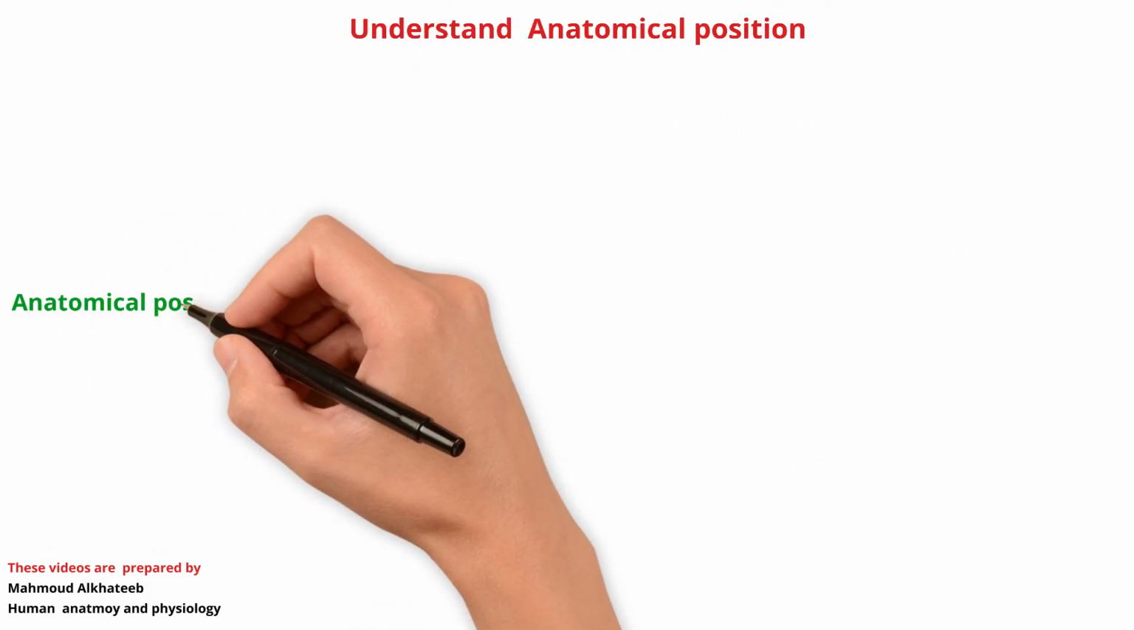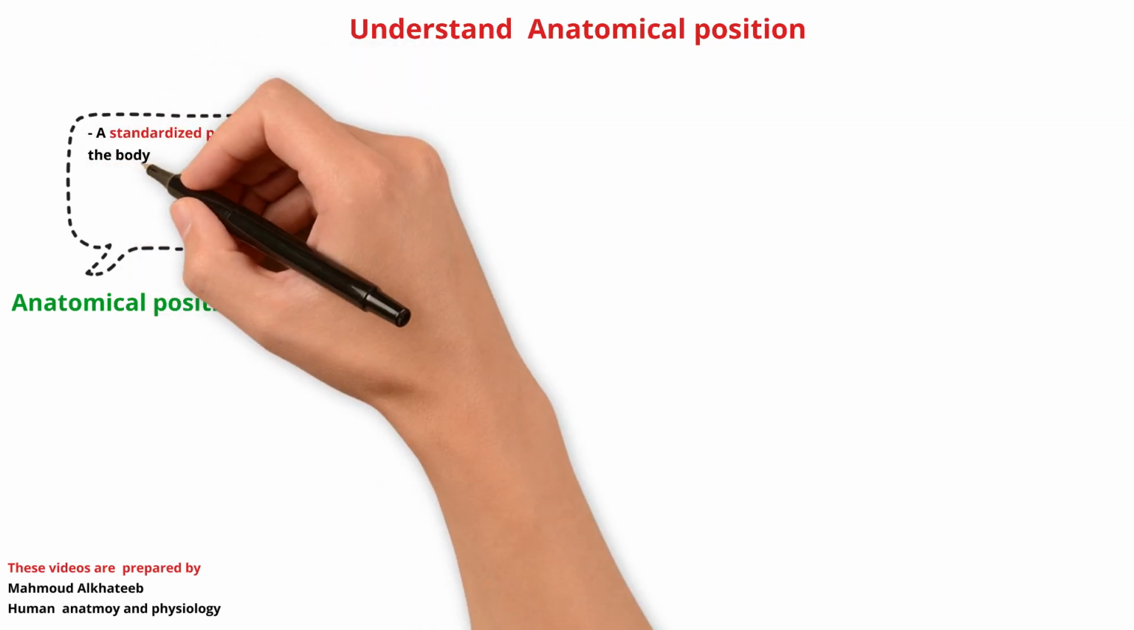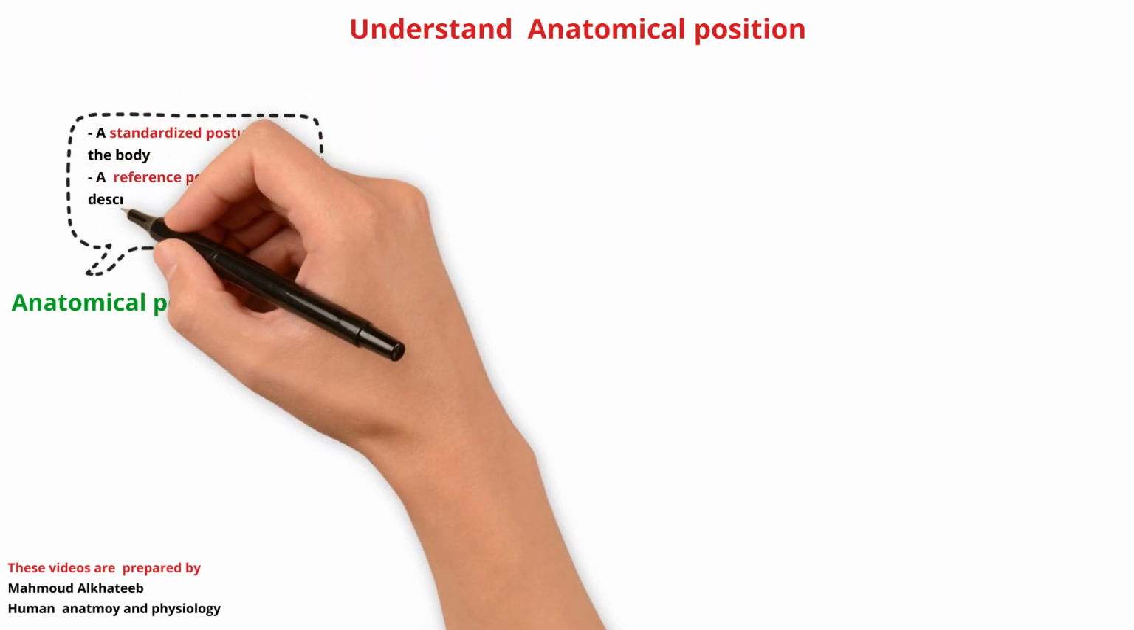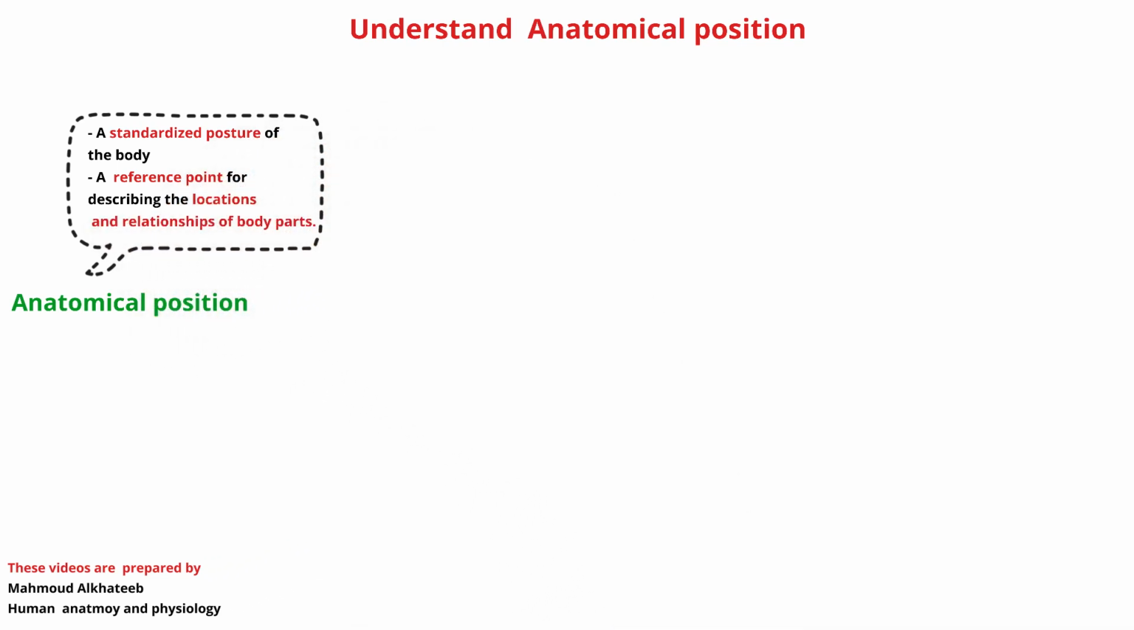In anatomy, the anatomical position is used as a standard reference posture of the body to ensure accuracy and consistency when describing the body and the locations and relationships of body parts with each other. This position is essential for accurate communication and understanding in the study of anatomy, as it provides a clear description of any region or part of the body at a specific instance.